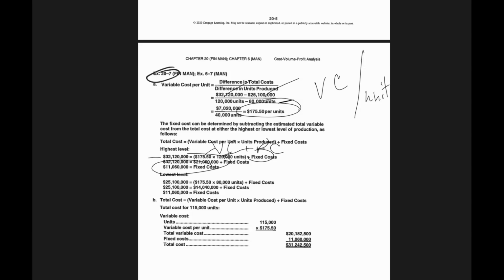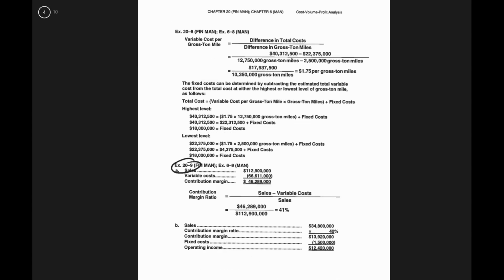Well, let's check it out on the lowest level, with 175.50 again. Let's use the lowest production, 80,000. We're solving for fixed costs, and here the total was 25.1 million. Solving for fixed costs again gives 11 million, so we know it works. Letter B, based on Part A, estimate the total cost for 115,000 units. Let's not make this any harder than it is: 115,000 times the variable cost per unit plus what we know is fixed. We get our total of 31.2 million.